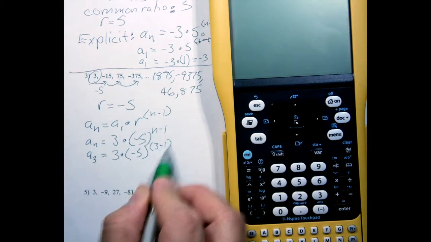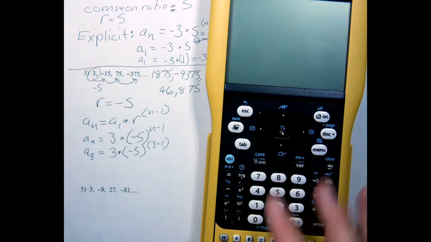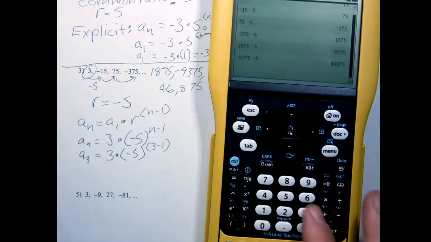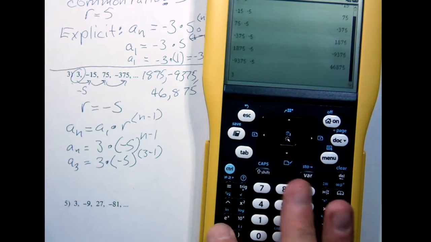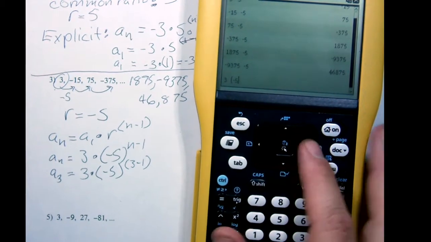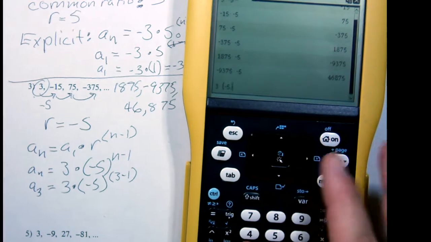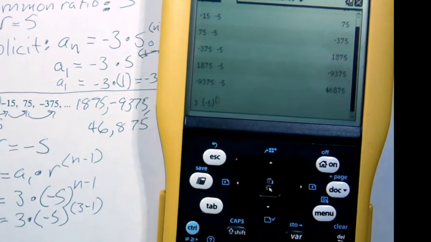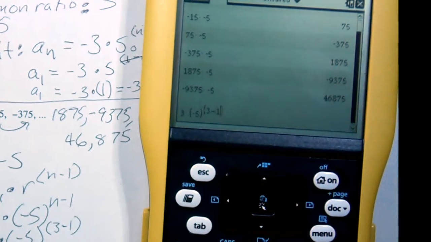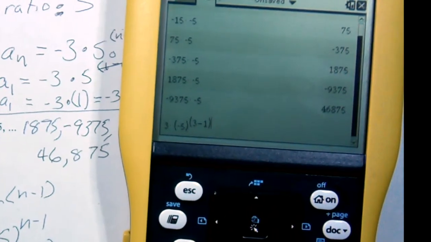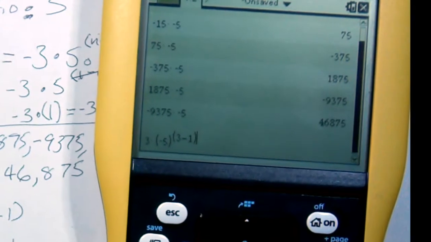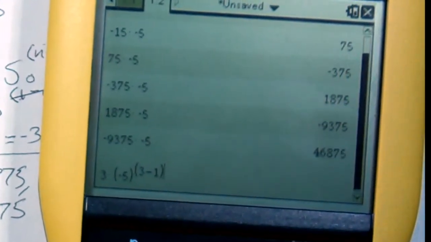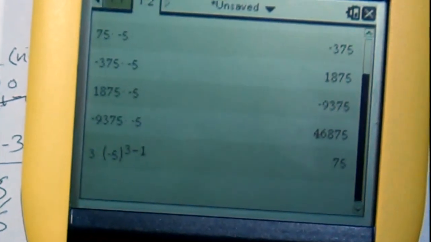Now we know that 3 minus 1 is 2, but I want to show you a little trick here. If I turn on my calculator and I say 3 times, then start parentheses, -5, close my parentheses, raise to the power, start another set of parentheses, 3 minus 1, close parentheses. Do you see how I have all that on my calculator? It's kind of small. Now if I hit enter, it should give me 75, and it does.